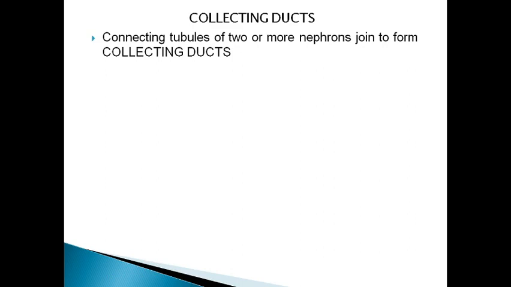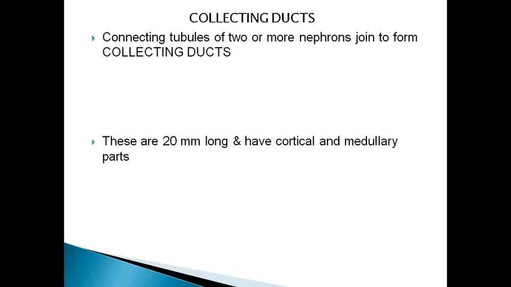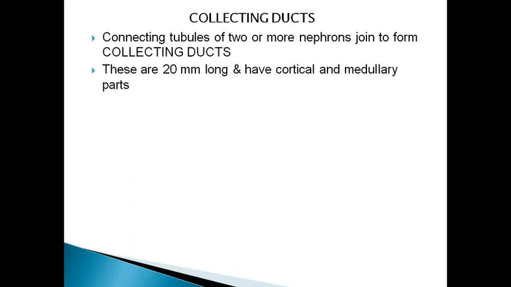Now, from the distal convoluted tubule arises the next segment, that is the collecting duct. Collecting ducts are formed by the joining of the connecting tubules. Distal convoluted tubules give rise to the connecting tubules, and the connecting tubules of two or more nephrons join to form the collecting ducts. Correct? Now, these collecting ducts are about 20 millimeters long, and they run in both the cortical as well as the medullary parts.